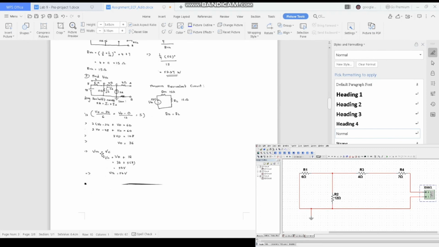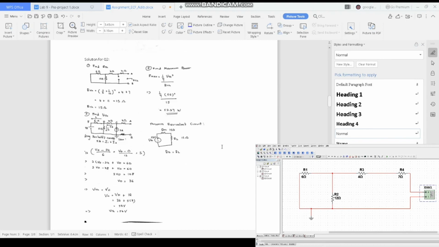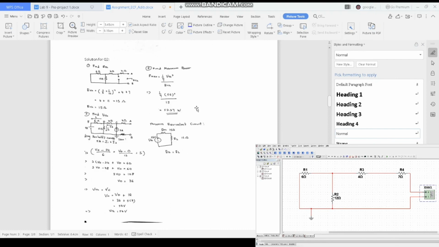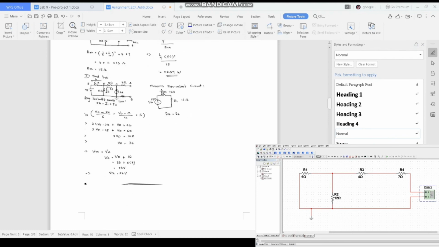To find the VTH, VTH equal to VC equal to VD plus IR. So we substitute the value, then we obtain VTH equal to 56 volt. The final step is to find maximum power. To find the maximum power, we use this equation: P max equal to VTH squared over 4 RTH. Just substitute all the values, then we obtain 52.27 watt.